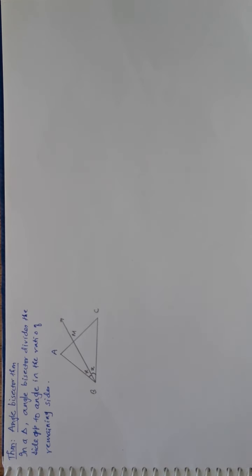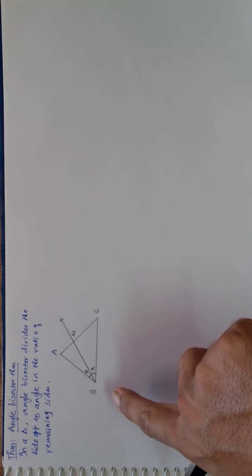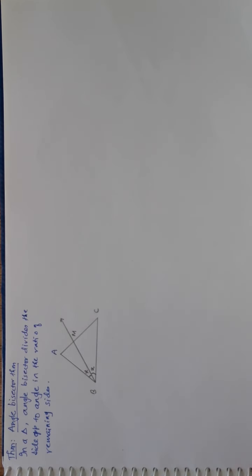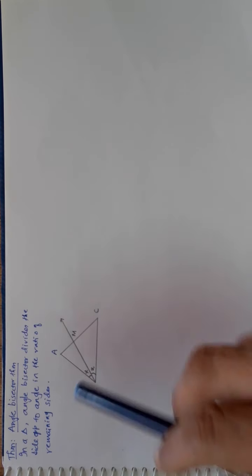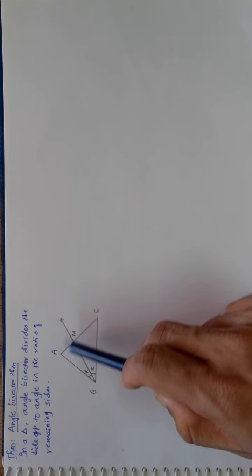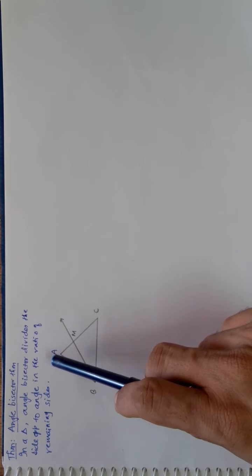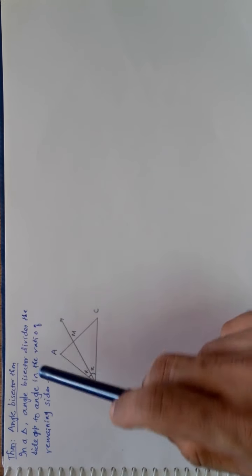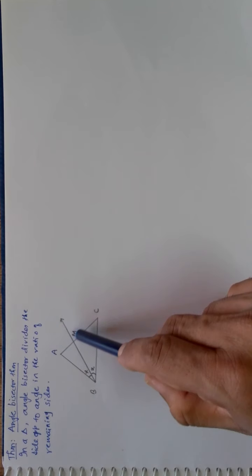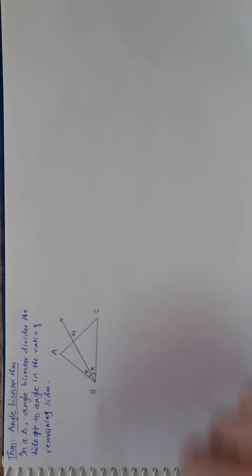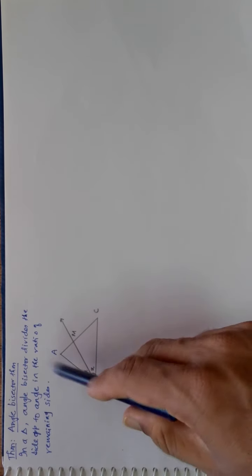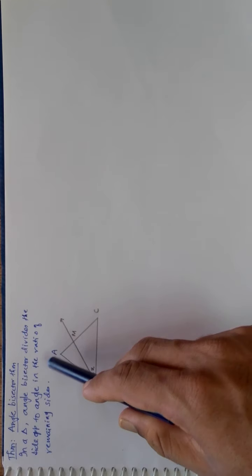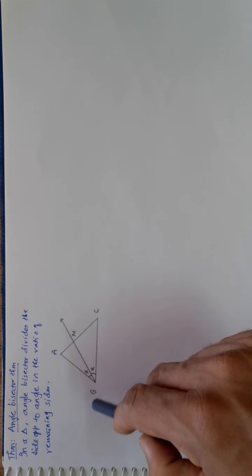Now what does the theorem say? The angle bisector divides the side opposite to the angle. Which side? Opposite to the angle. This is your angle, and the opposite side is obviously AC. It is divided into two parts, AM and MC, in the ratio of the remaining sides. Means AM is to MC must be equal to the ratio of the remaining sides. Now which are the two remaining sides? Only two sides are there, that is AB and BC. That means AM is to MC is equal to AB is to BC.